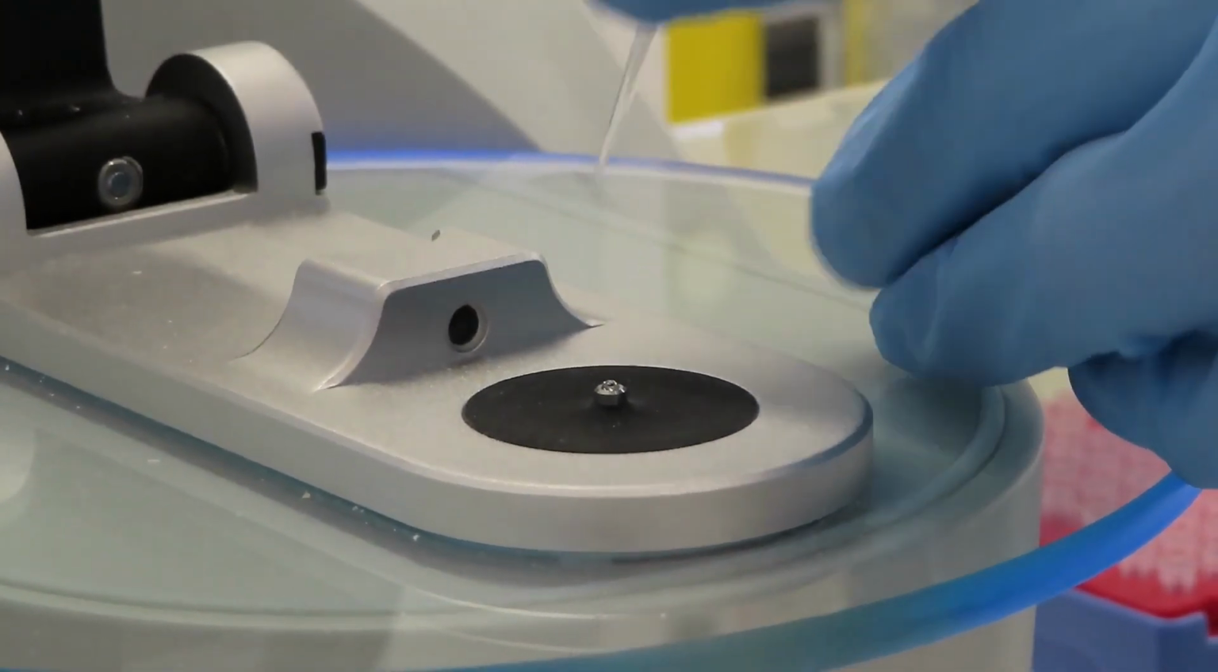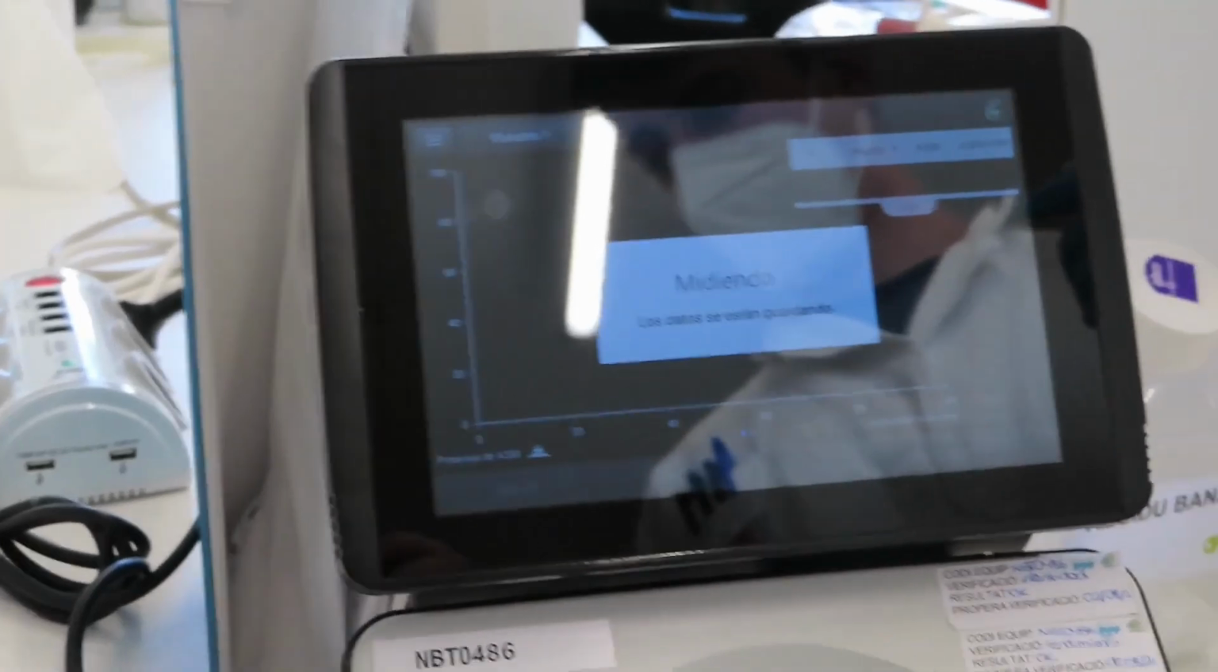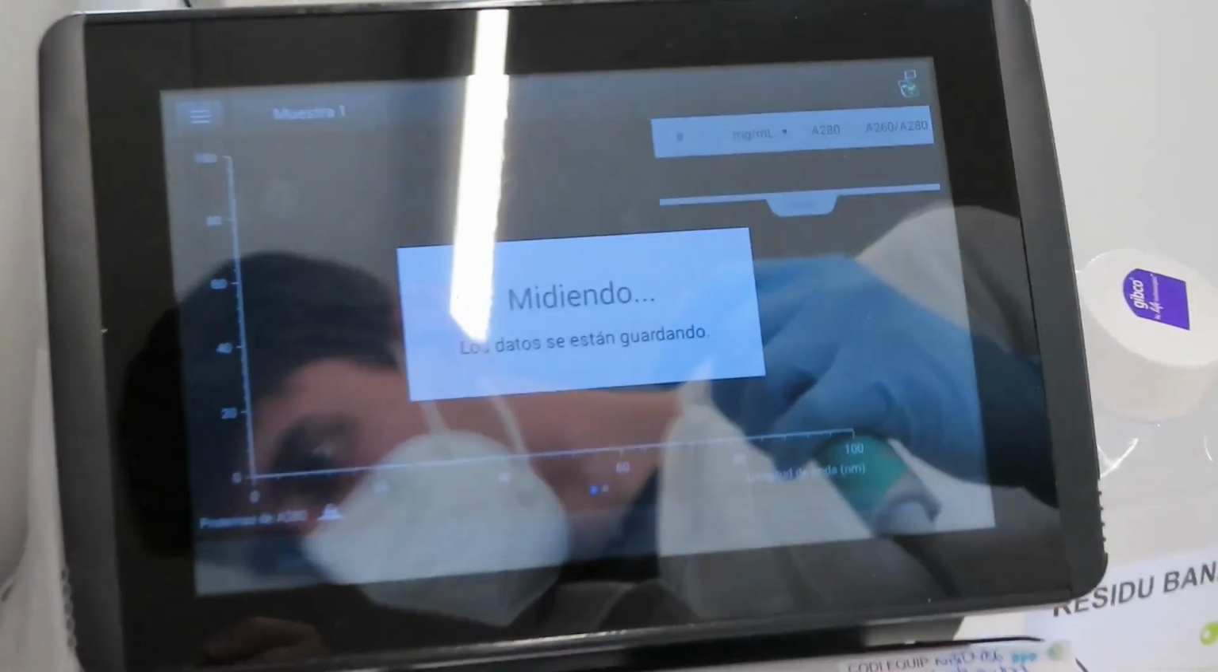And with that result, you can take into consideration the initial amount of protein that you loaded on the filters and the final soluble protein that you obtain.